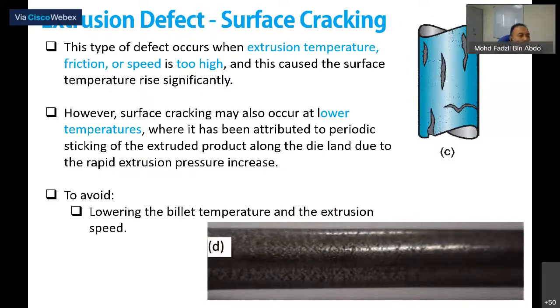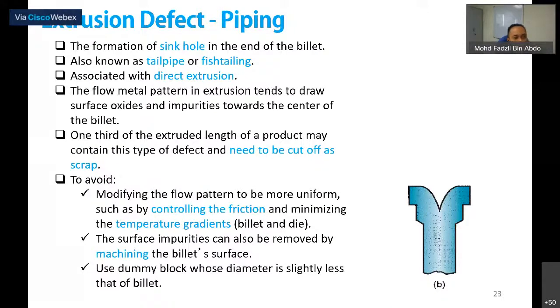Crack lah. Okay, this is the piping, the formation of sinkhole in the end of the billet. Kat sini lah, dekat billet, dekat end dia ada macam hole kat sini. Also known as a tailpipe ataupun fish tailing. Associated with direct extrusion. The flow metal pattern in extrusion tends to draw surface oxide and impurity toward the center of the billet. 1/3 of the extruded length of a product may contain this type of defect and need to be cut off as scrap. Maksudnya yang ni, you kena cut kat sini. So yang ni je kita ambil.